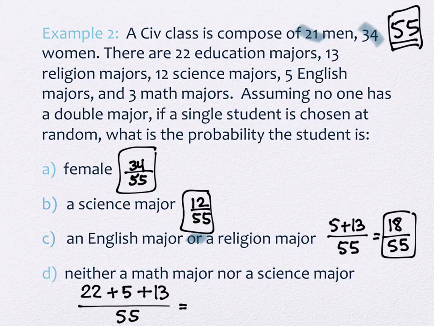Okay, what is 22 plus 5 plus 13? 40. 40 over 55. Does that reduce? Yes. What does it divide by? 5. Finally, something's going to reduce.